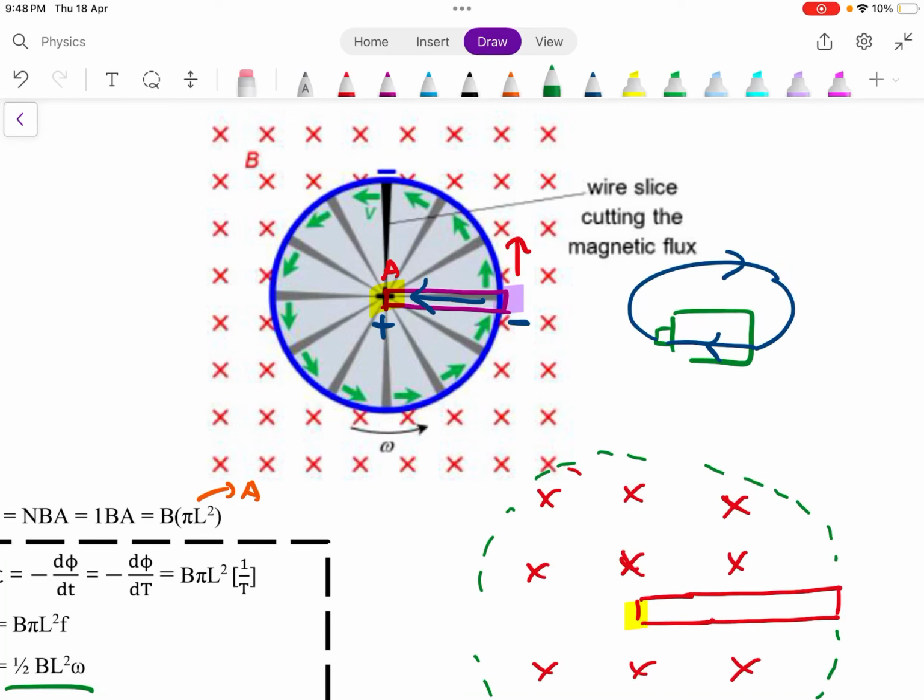Alright, so let's go through the Faraday disc, where we need to determine which part of the Faraday disc is positively high potential, and of course, which part is negative potential. Okay, so first, I use the idea of Fleming's right-hand rule.